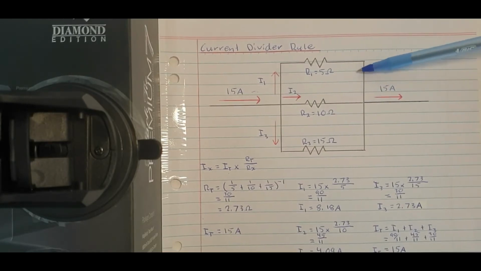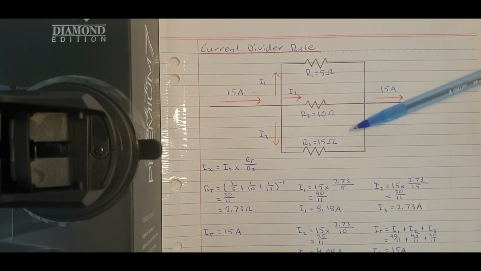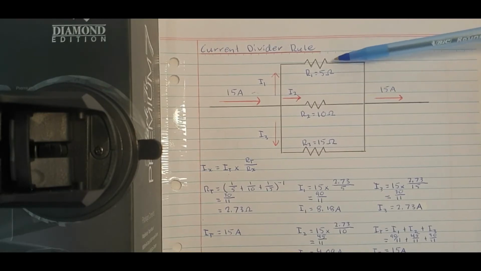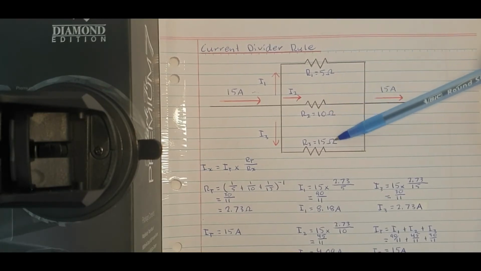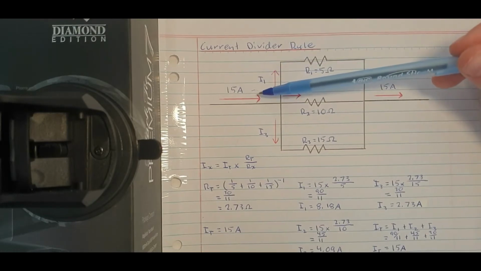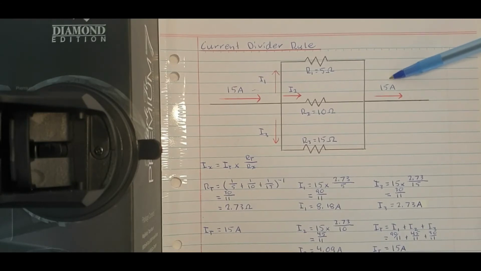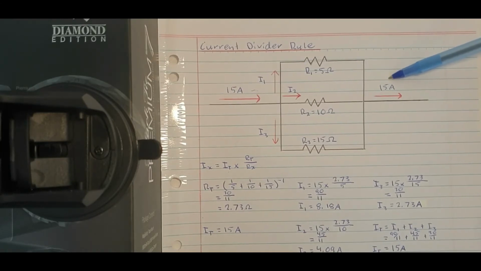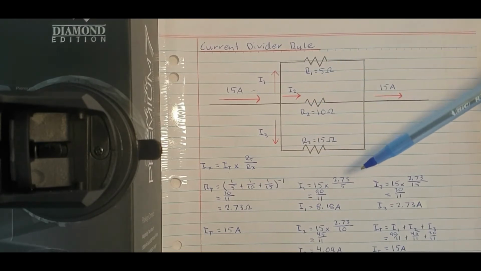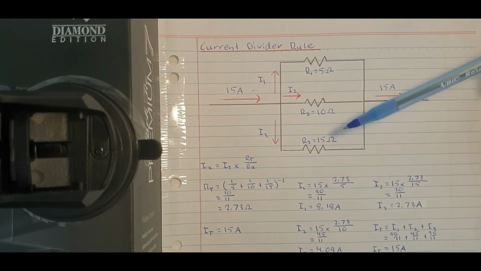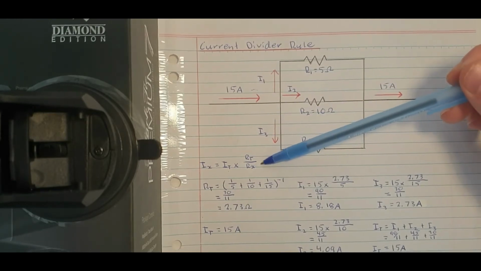As shown in this circuit, we've got 3 branches, each with a resistance of 5 ohms, 10 ohms and 15 ohms. The source current is 15 amps, and by Kirchhoff's current law there must be a 15 amp current coming out. By the current divider rule, the current will split with a ratio equal to the inverse of their resistive values, and is shown in this equation here.